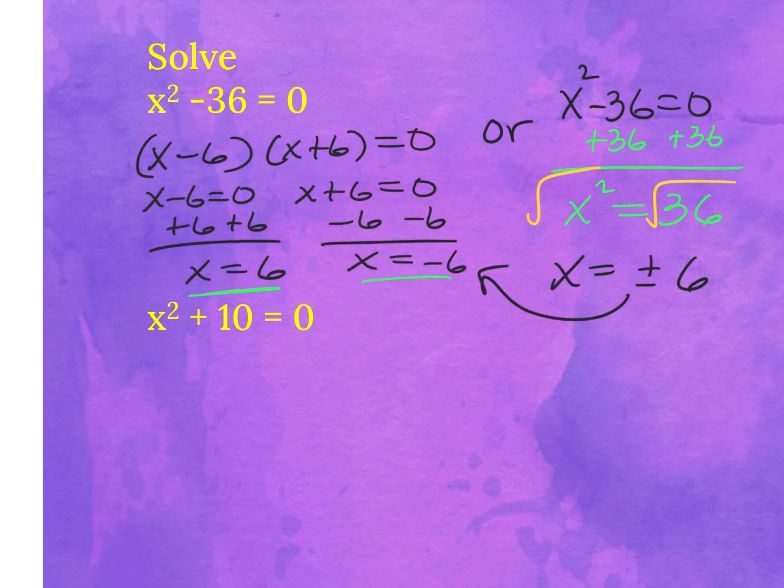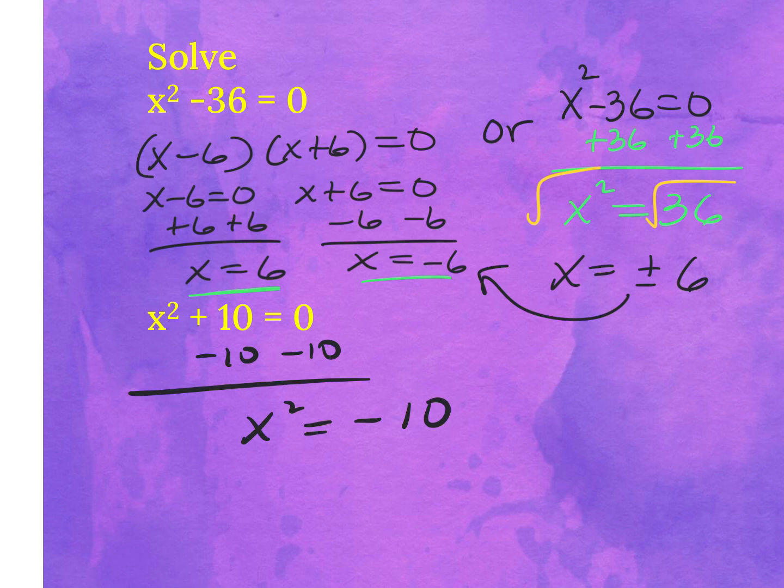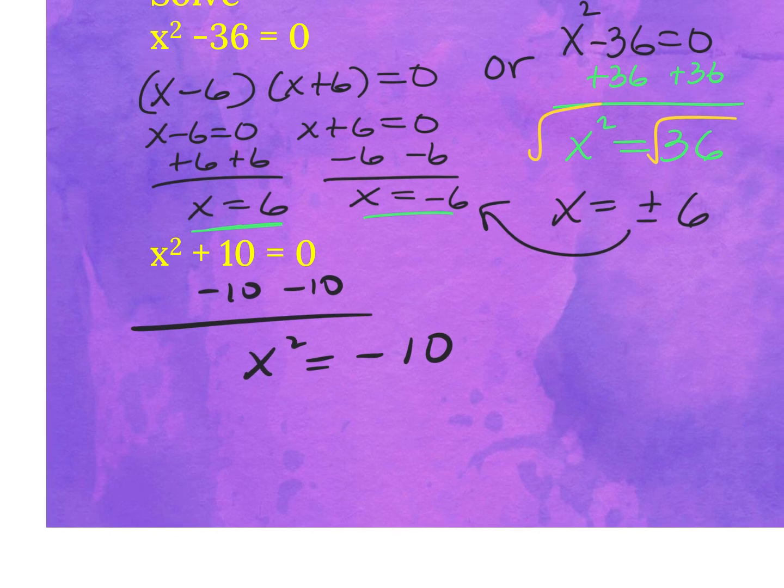Again, this one is not a perfect square, so I can't factor it. So what I would need to do here is move the 10 over. X squared equals negative 10. And then now I'm going to square root both sides. But if you remember probably back from your Algebra 1 days, you can't square root a negative number. This answer is no real solution.